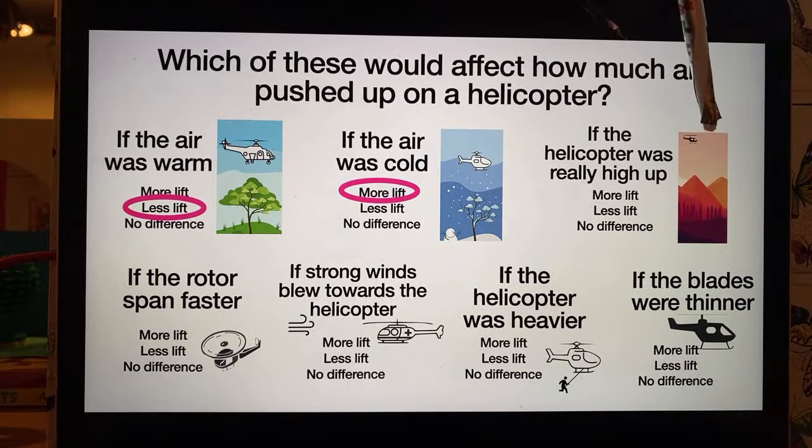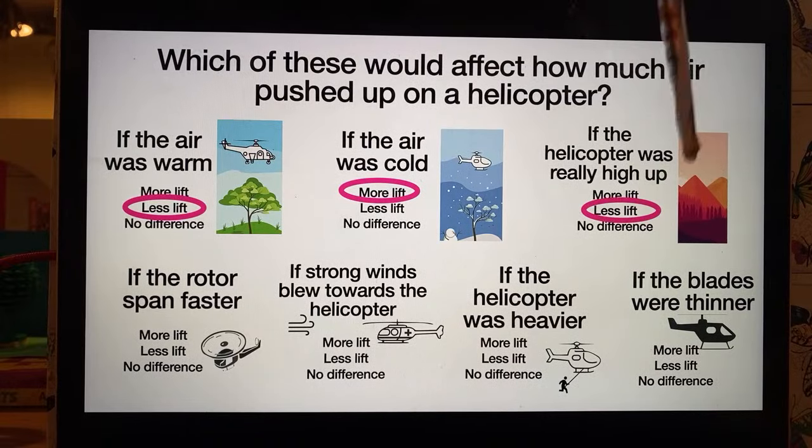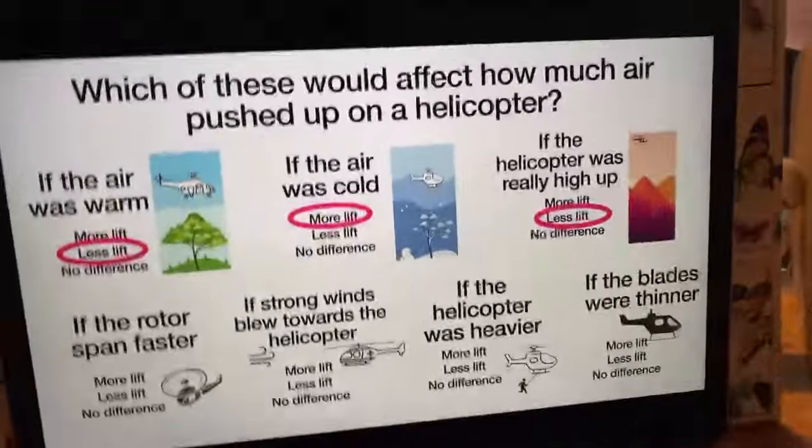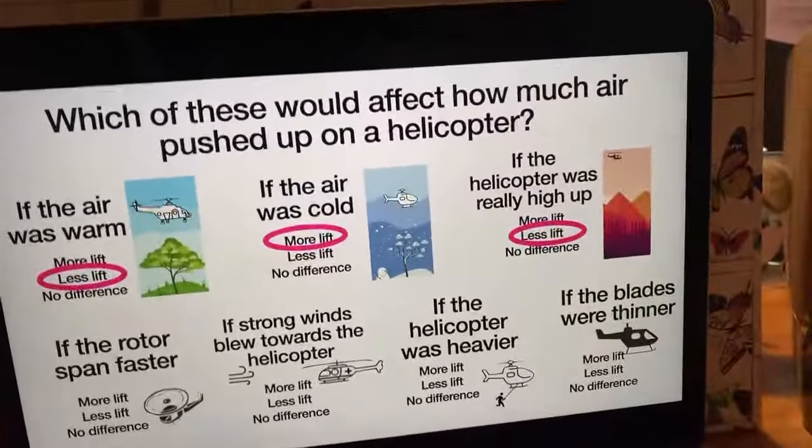If the helicopter was really high up, air gets thinner as you get higher up. There's just less air really, really high up in the sky. And obviously no air once you get to space. So again, yeah, there would be less lift. This is a true thing that helicopter pilots apparently really have to think about.